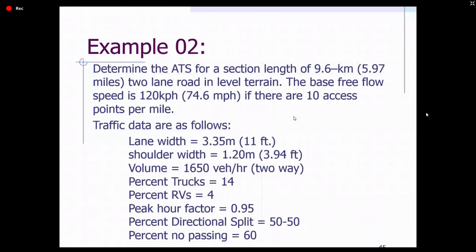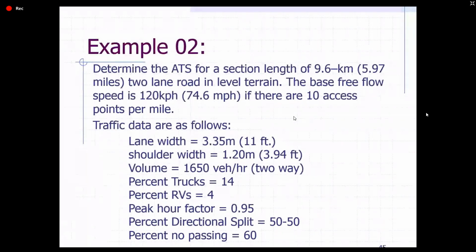Again, this is in vehicles per hour, P sub T and P sub R. So you also have your peak hour factor, you have your directional split and no passing zones. So I hope alam naman na natin kung ano yung mga ito. Pag sinabing directional split, yun yung number of vehicles on one lane against the opposite lane. Pag 50-50, syempre that is in percent. Ina-assume mo na equally divided yung mga sasakyan.